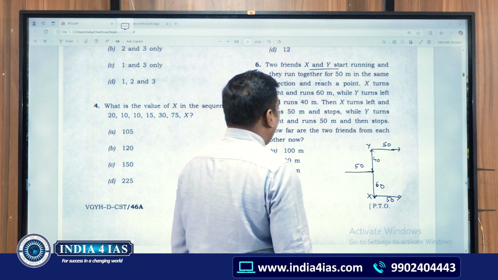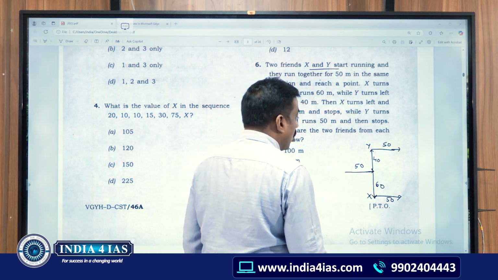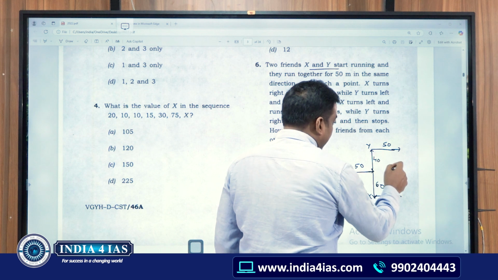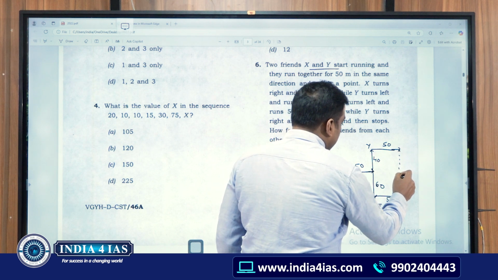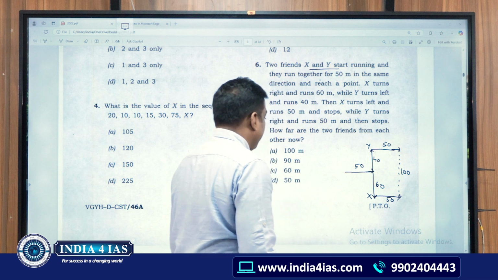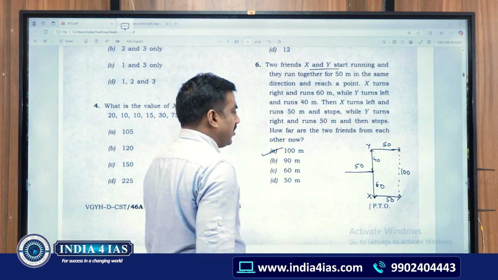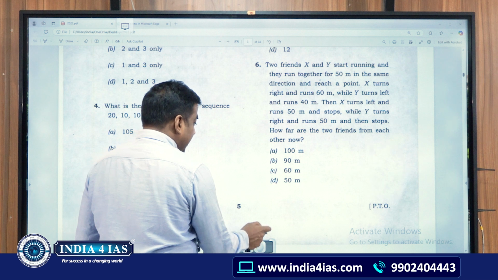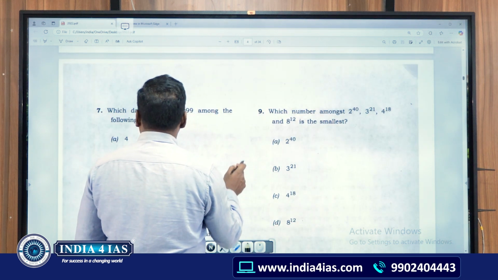And then stops. How far are the two friends from each other now? If you look at these two parallel lines, this distance is 100. So they are 100 meters away from each other. This is a very juicy problem and you should not be making mistakes in such easy questions.